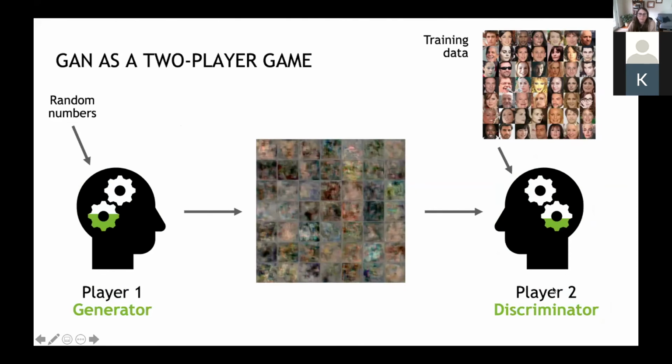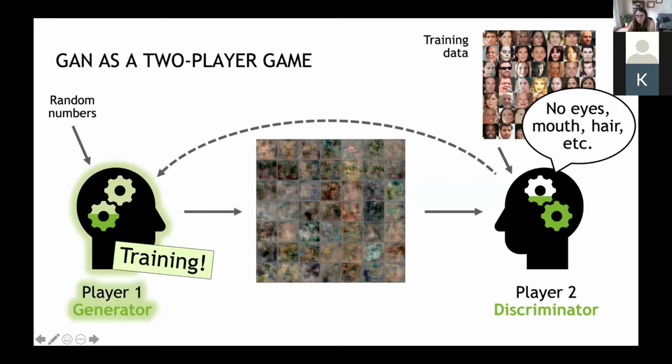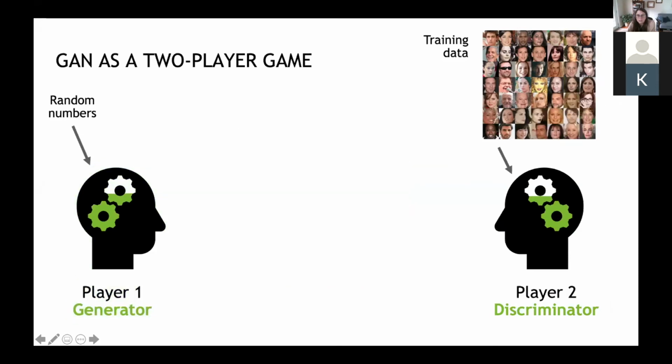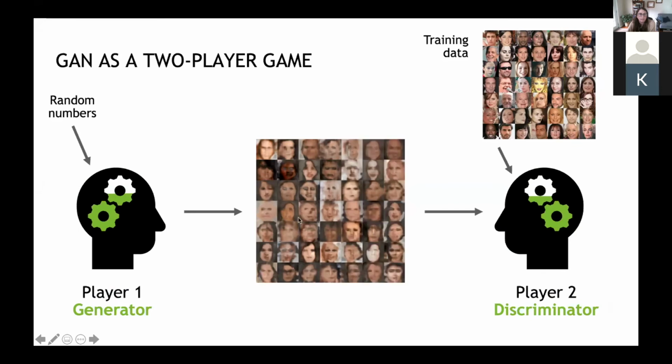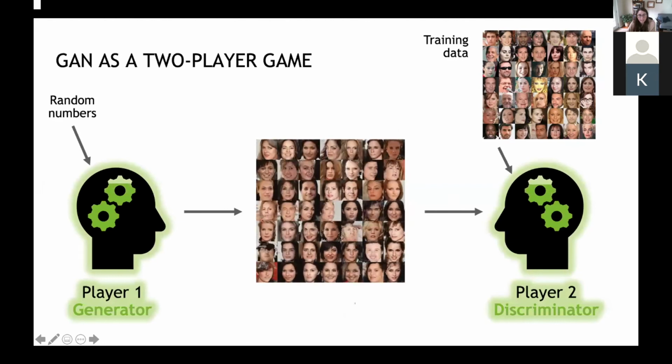Player two says, that looks different, but I'm going to train a little bit more to make sure I really, really know what a face looks like. And it says, you know, that doesn't really look like a face either. It doesn't have any eyes or mouth or hair. So it says, hey, generator, it's a little bit better, but it's still not right. You need to learn some more. And so player one does some more training. This back and forth just keeps going on and on, where they're playing off of each other. And then eventually the generator is able to create better faces, and it's all from feedback from player two.